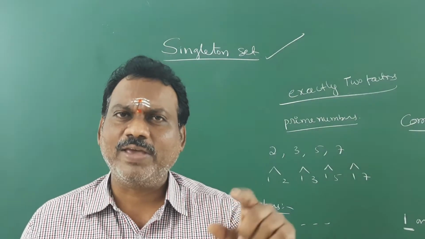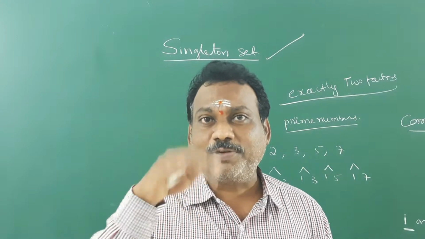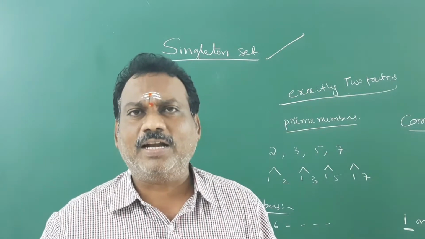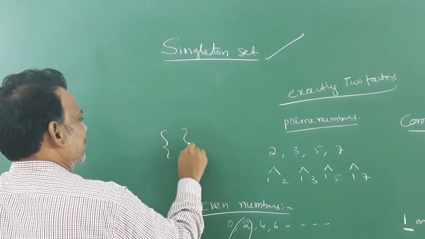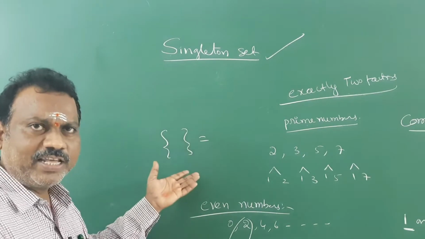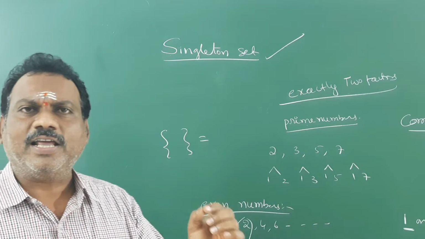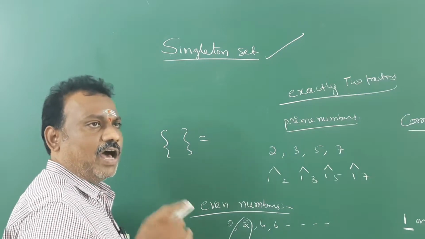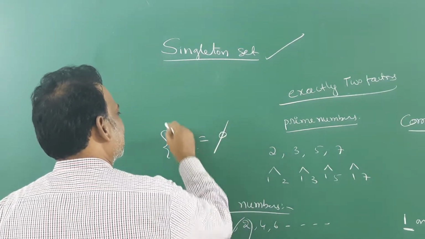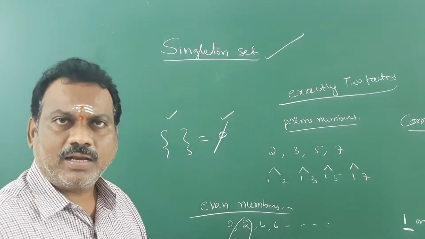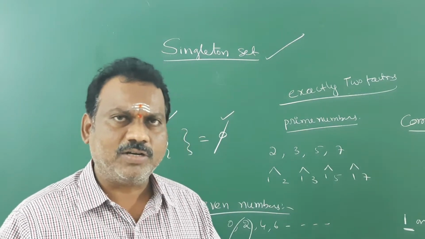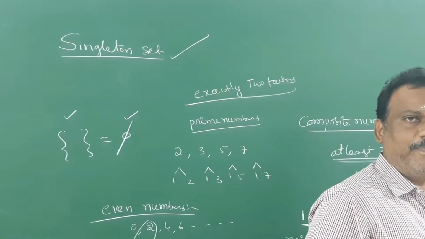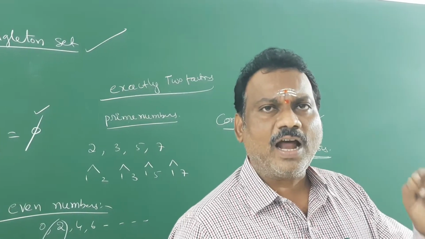I am asking for the set of even primes other than 2, except 2. Other than 2, there is no other element to satisfy even and prime. Correct or not? For that you are going to write this. What does it mean? Empty set. A set that does not contain any element is called a null set or empty set or void set, which is denoted by either this or this symbol. Correct, students? Understood? Right. Now we have to go through the other types, which are finite set and infinite set.